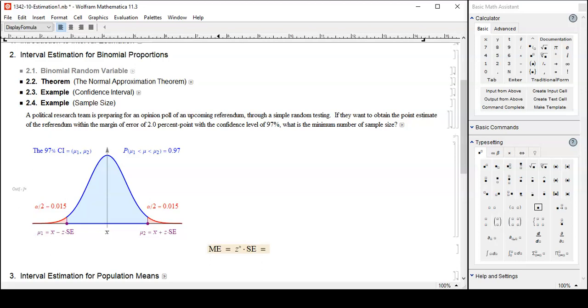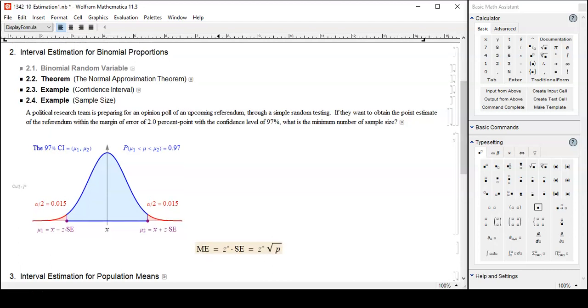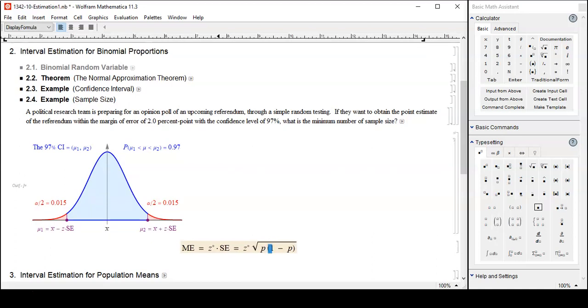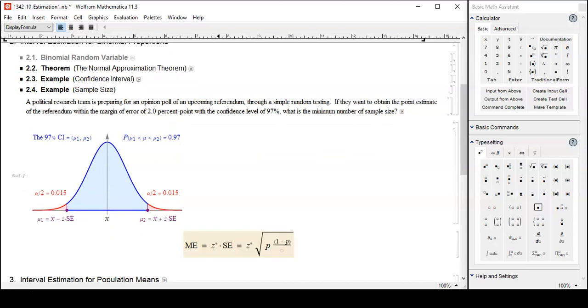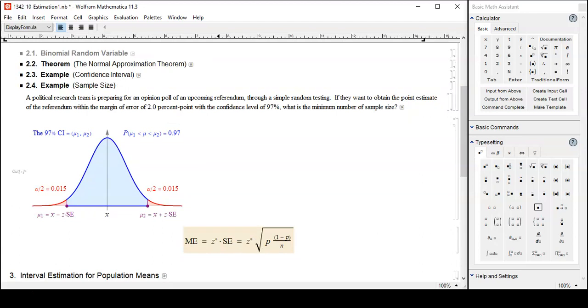Now, what is the z-score for this? 97% in the middle, which means 1.5% to the left, 1.5% to the right. Actually, before that, I have to write one more, excuse me. Z-score times, what is the standard error? It is the square root of P times 1 minus P over n. Okay, all right, we're going to start from here.